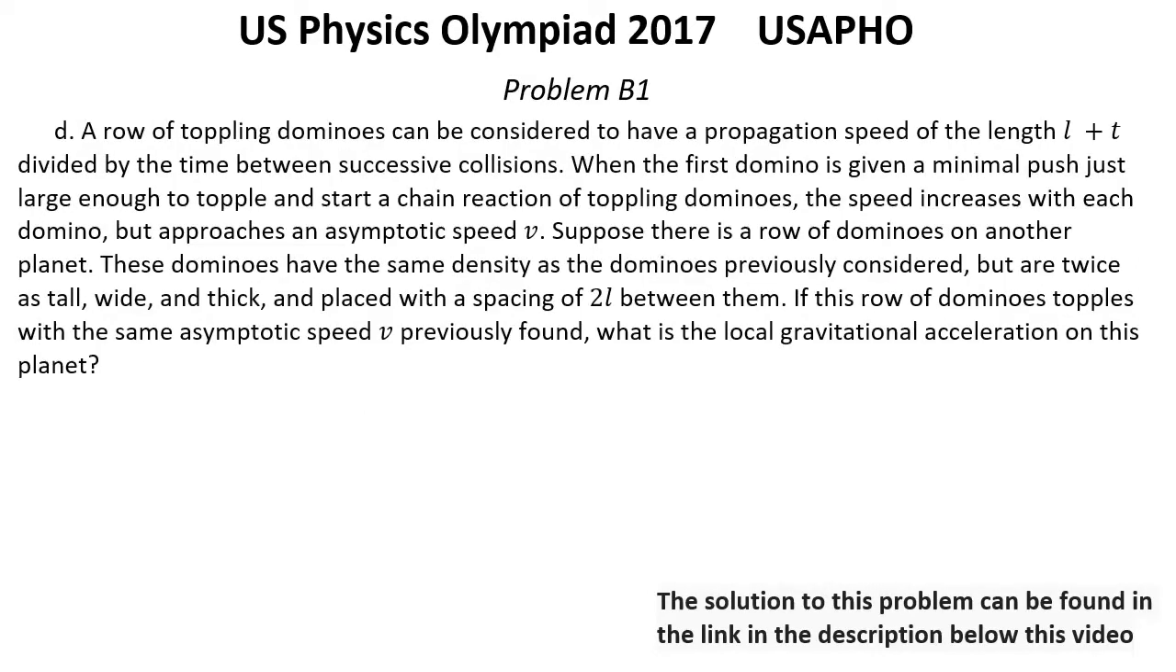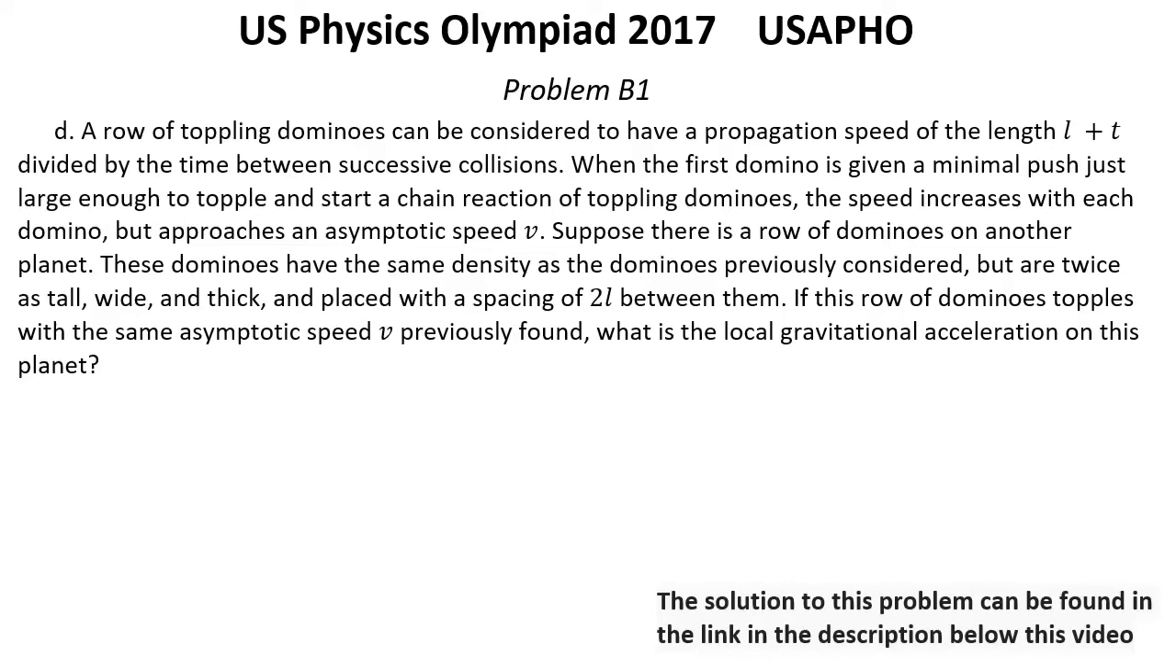Question D. A row of toppling dominoes can be considered to have a propagation speed of the length L plus T divided by the time between successive collisions. When the first domino is given a minimal push, just large enough to start a chain reaction of toppling dominoes, the speed increases with each domino, but approaches an asymptotic speed V.